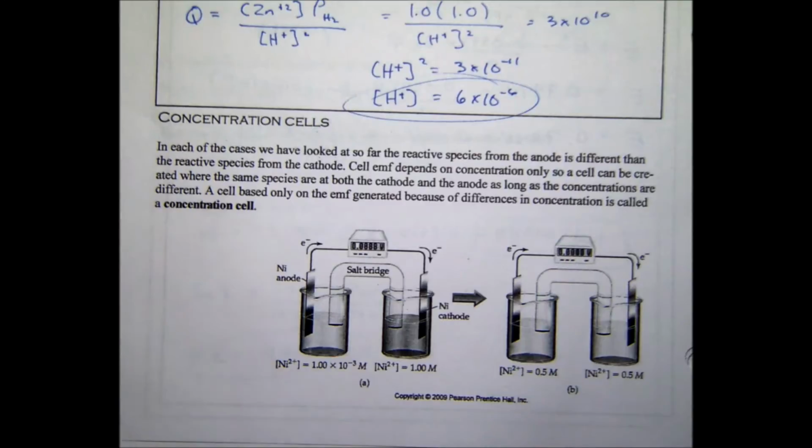Now, we've been talking about electrochemical cells where we have a unique species being oxidized and another species being reduced. Concentration cells are when you're using the same substance in both your anode and cathode, just at different concentrations.